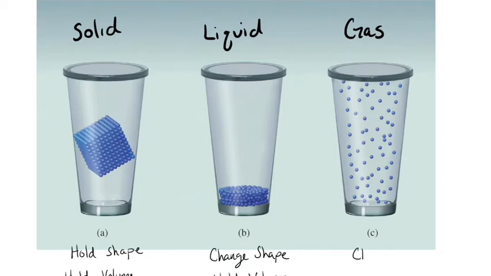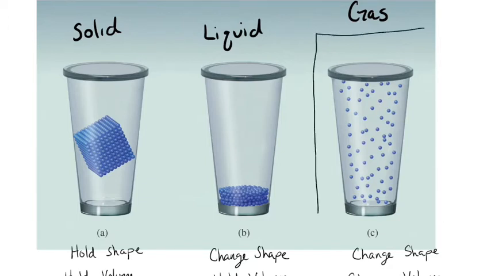Gases, not only do they change their shape, but they will also change their volume when transferred to a new vessel. Okay? Another way of saying that is that gases will either expand or contract in order to fit whatever vessel they're in. And so what do I mean by that? Let's say that I took this gas here and I put this into a sealed container. All right? So here's my sealed container. And then I took off this lid.